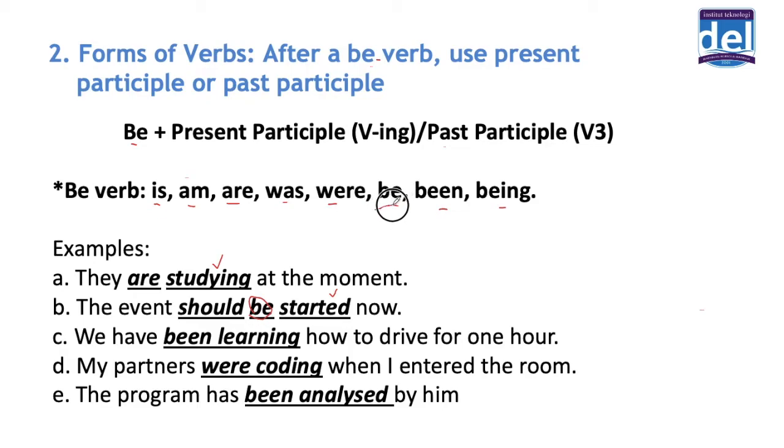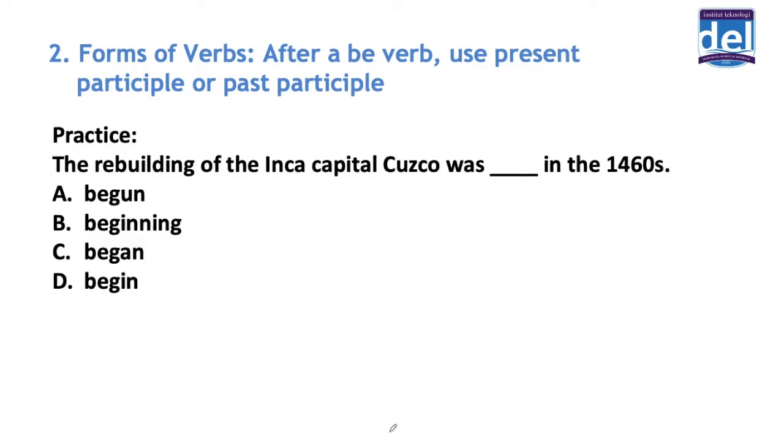See? It can be followed by verb 3. And then we have been learning, this is correct. See? Been. And then my partners were coding, this is correct. We have be, were. The program has been analyzed, this is also correct. Been and verb 3.